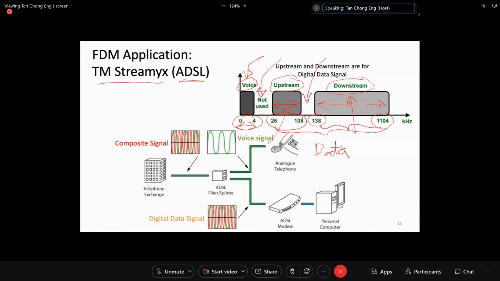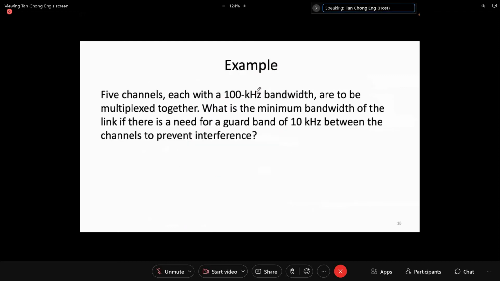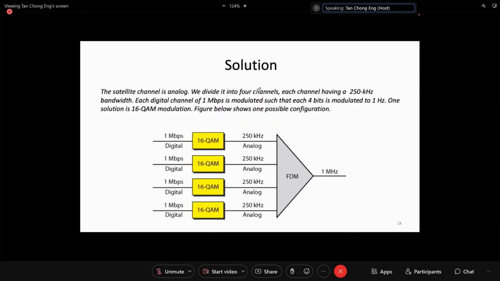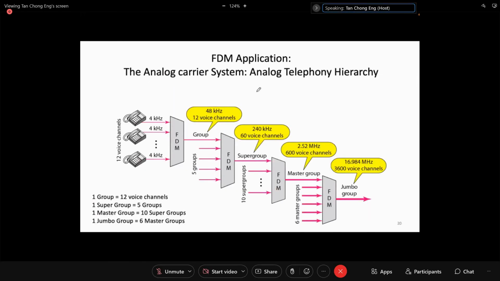This is very important for frequency division multiplexing, where each channel shouldn't overlap with another channel. The moment they start to overlap, your signal will experience distortion and your data will be corrupted. This is exactly what we do not want to see when we apply frequency division multiplexing. I hope you get the idea. This is another example, and FDM is widely used in telephone networks.